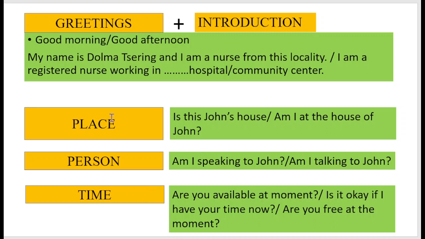And now we finish with the fourth. Now the fifth step is time. We should check whether the person is available or not. So I have mentioned time. Are you available at the moment? Or you can use, is it okay if I have your time now? More polite: are you free at the moment, John? You can say that way, okay?